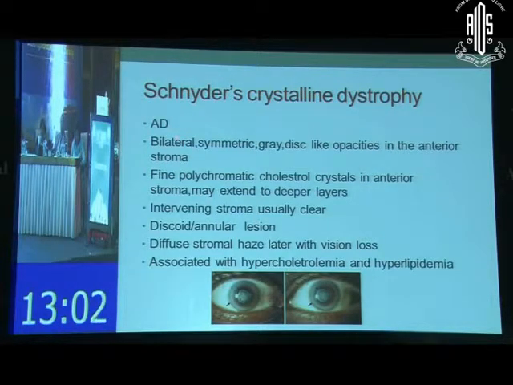Other stromal dystrophies is Schnyder's. It's an autosomal dominant when you get these discoid lesions with fine polychromatic cholesterol crystals.